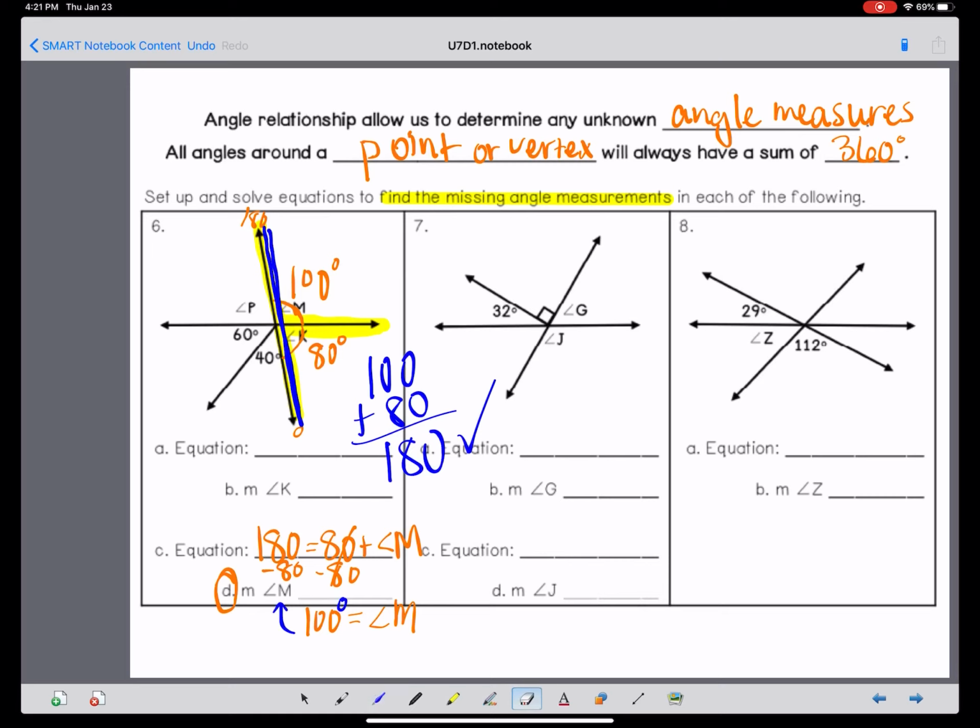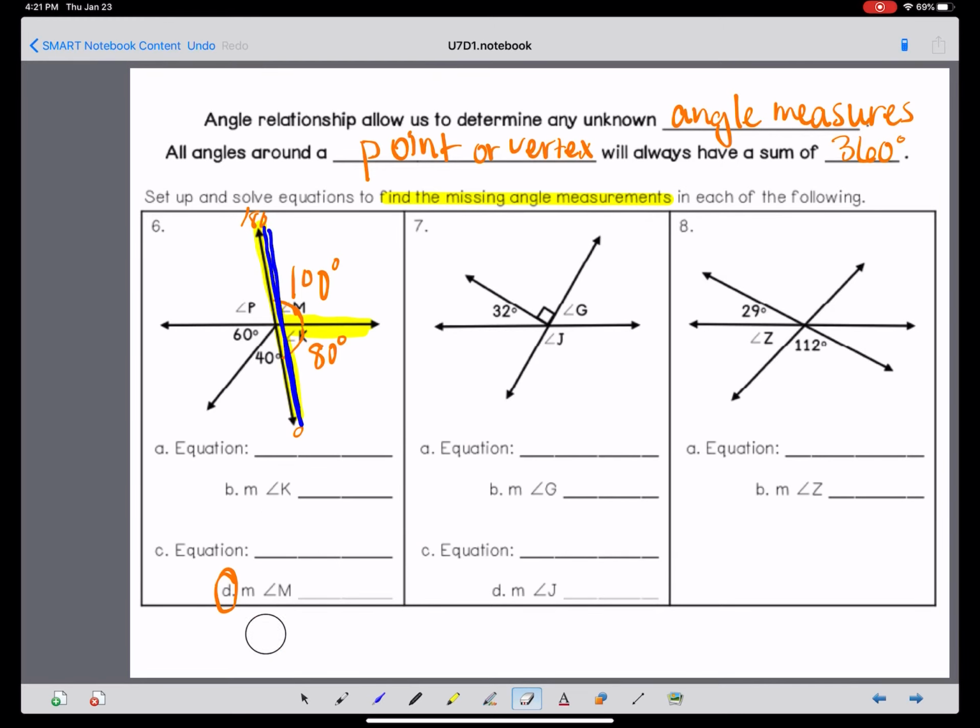Let's go ahead and do number 7. I'm going to erase the work that I just did over here. For number 7, we need to find the measurement for angle G. So here's G. Looking at this, I know that this angle right here is 90 degrees. I'm just going to go ahead and write it in. I know it's 90 degrees because of this little square in the bottom. And then our last measurement over here says it's 32 degrees, because it's labeled 32 degrees.